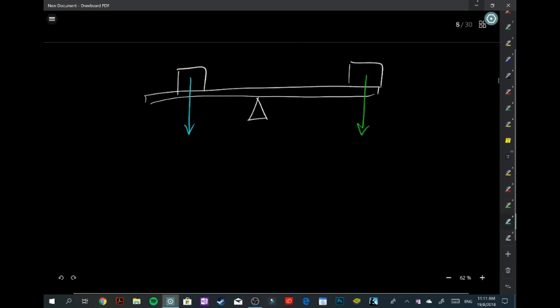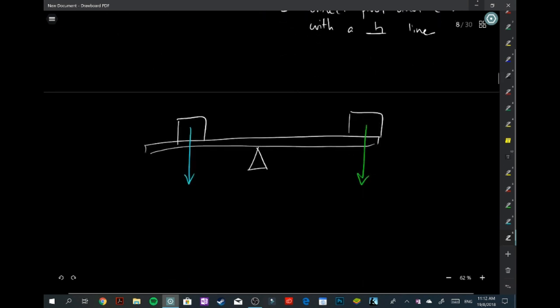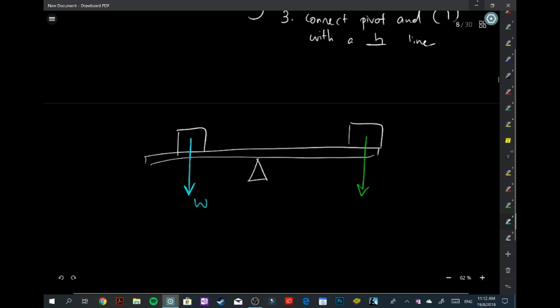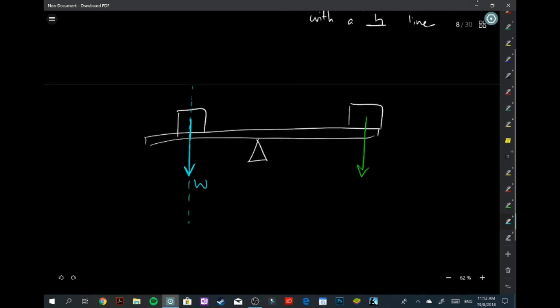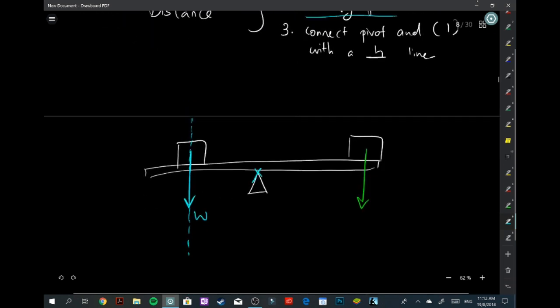According to the first rule, extend the line of action of force infinitely. Ask yourself, where is the force for the blue one? This is the force, this is weight. Extend it with a dotted line, extend it infinitely, of course within the frame of the question. If the exam paper gives you certain space, just extend it infinitely. The second rule, identify the pivot. Where's the pivot? This is the pivot. Mark it with a cross.